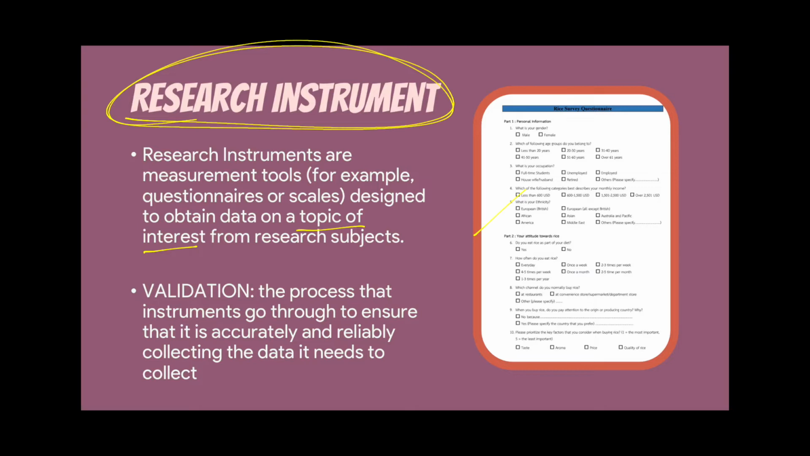And then we have to make sure that the instrument that we are using is validated. So what do you mean when you say validated? Validation is the process that instruments go through to ensure that they are accurately and reliably collecting the data they need to collect. Accurately means validity. When you say validity, how correct is the data that we are measuring? What would be the best way of measuring it? And reliability talks about consistency. We are measuring the same variable consistently across all of the respondents.